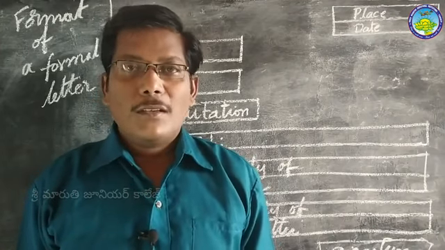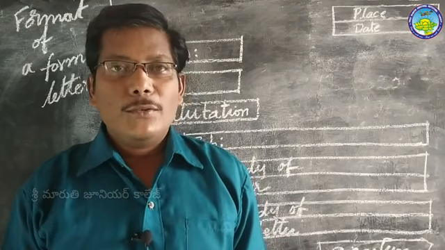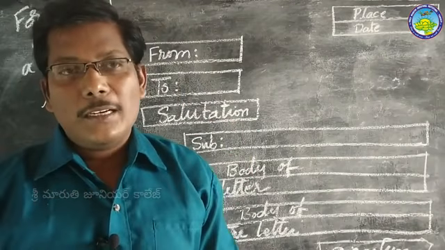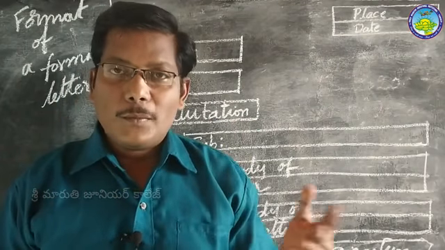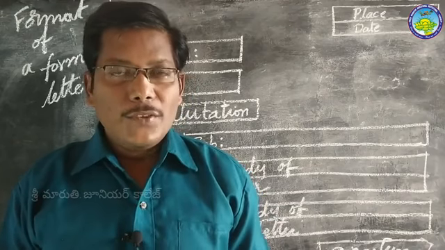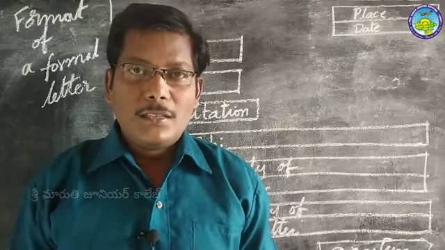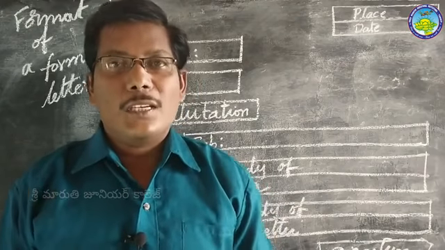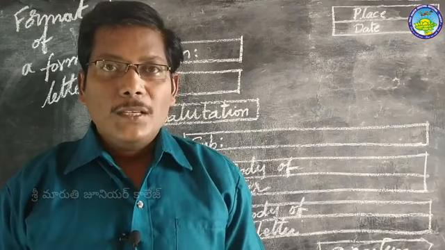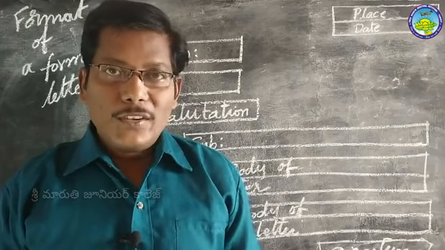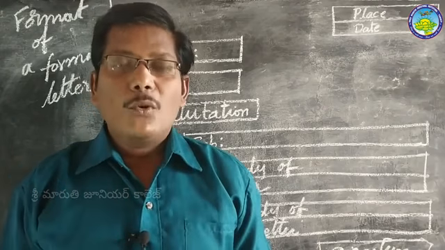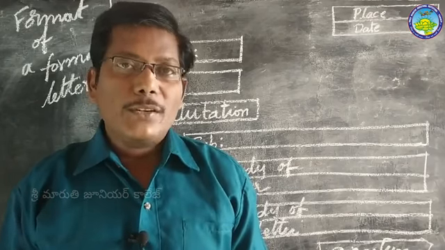In the previous class yesterday, I explained to you about letter writing, and I have already told you that letters are of two types: formal letters and informal letters. Formal letters are those which we write to officials such as the principal of a college, municipal commissioner, police inspector, etc. If you write a letter to your close friends, family members, or close relatives, that is called an informal letter. Moreover, I explained how to write a formal letter.